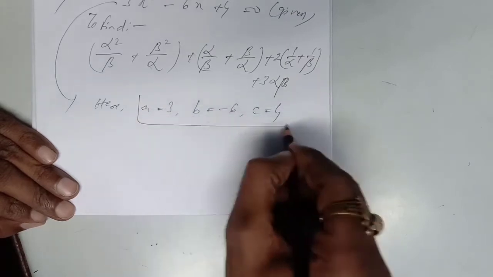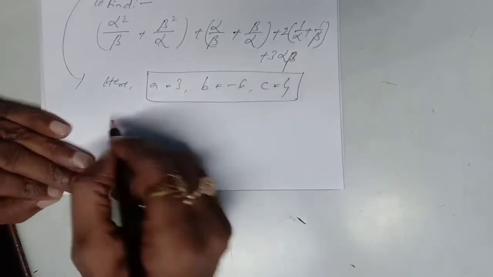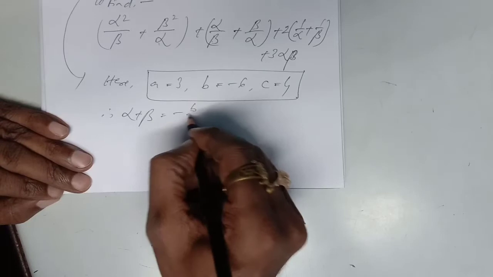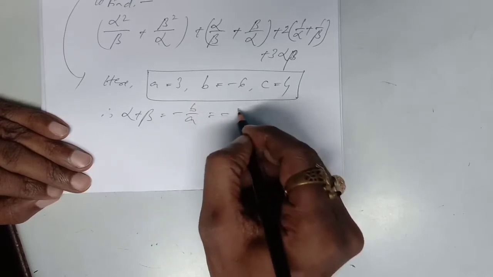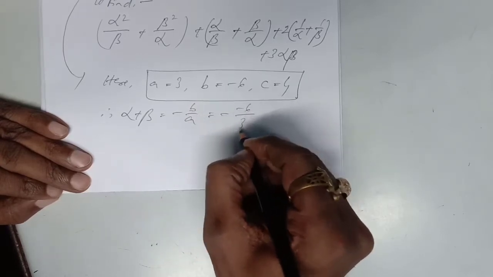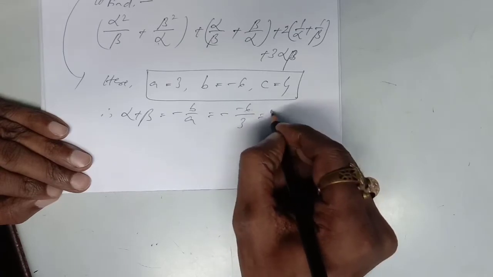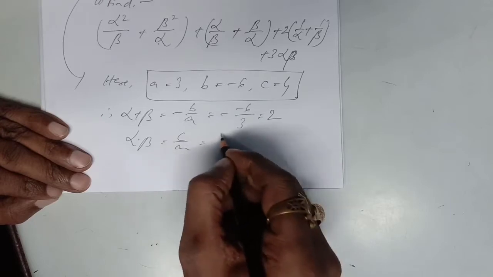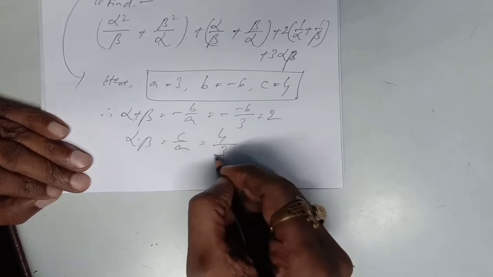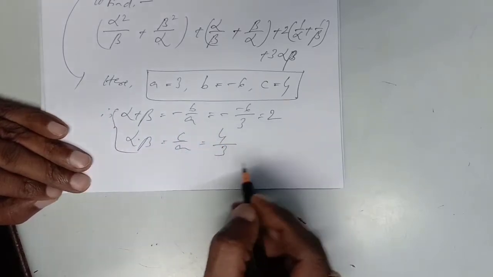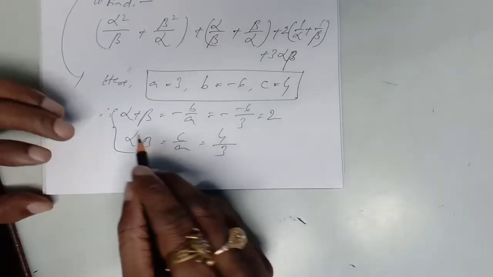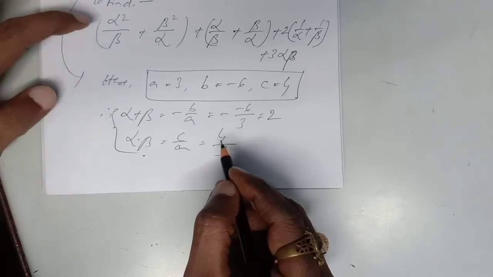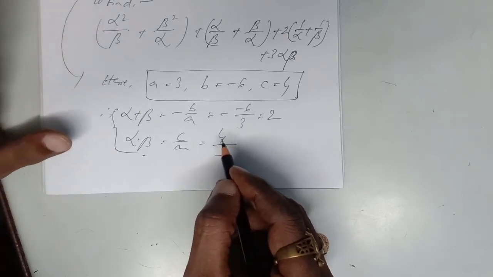After finding a, b, c, go to find alpha plus beta, that is minus b by a. Minus b means minus of minus 6, by a, which is 3. 3 twos are 6, that is 2. And alpha into beta is c by a. What is c? 4. A here is 3, so 4 by 3. After getting the values of alpha plus beta and alpha into beta, you have to simplify the given expression, then put the values. Okay, just see.